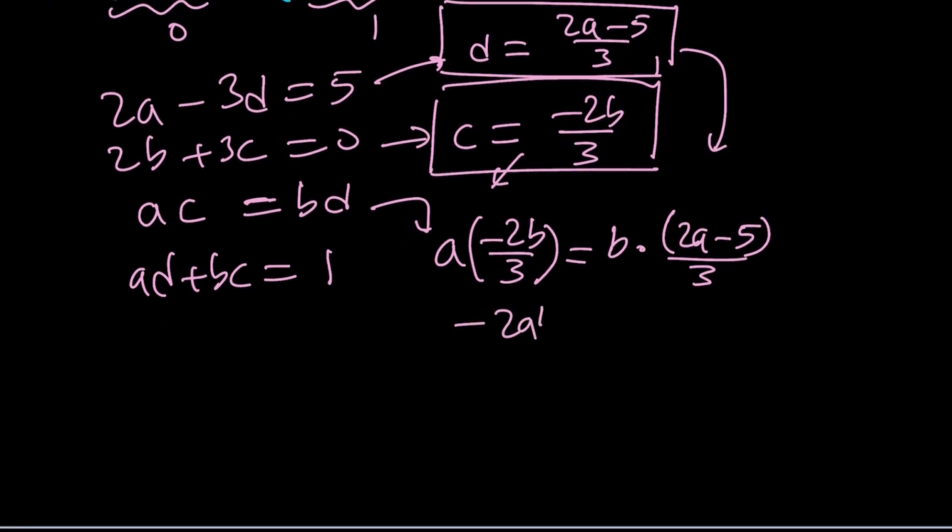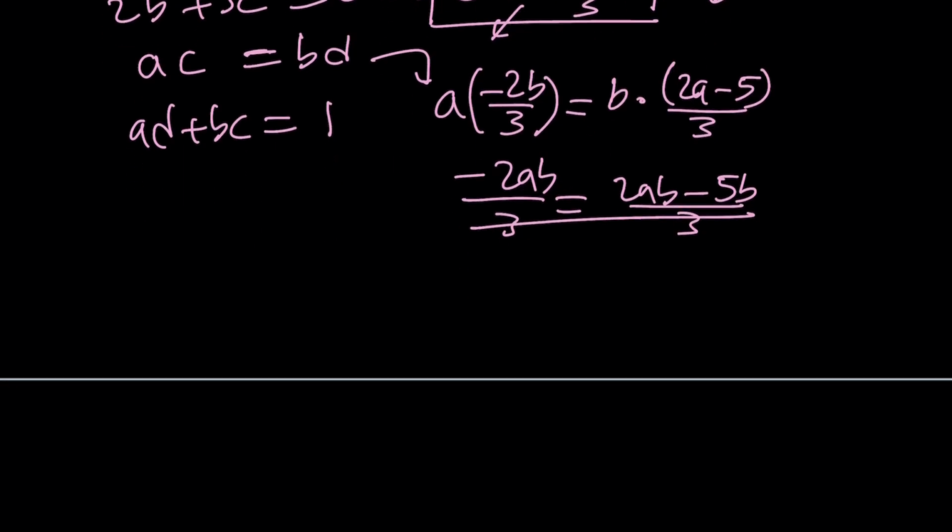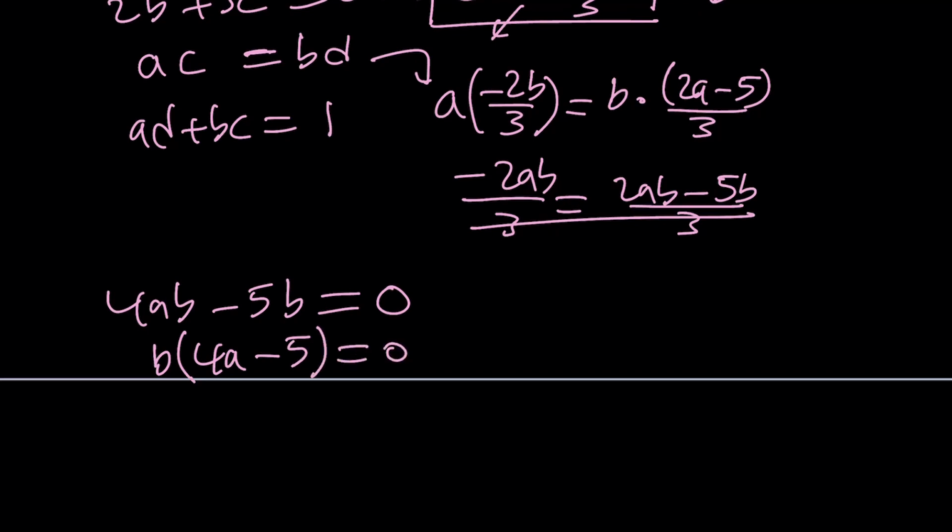This gives us negative 2ab over 3 and (2ab minus 5b) over 3. You can cancel out the 3's and put everything on the same side. 4ab minus 5b equals 0. And then you can factor out a b. This gives us 2 solutions, right? Either b is equal to 0 or 4a minus 5 is equal to 0, which means a is equal to 5 over 4. Let's go with the first one first.